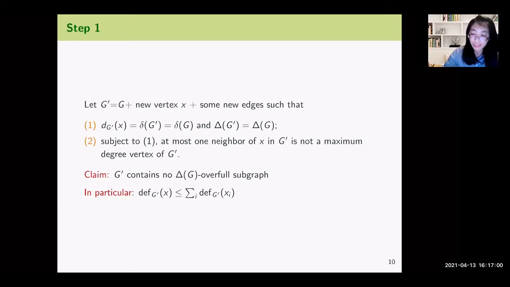And in particular, because it's not delta G overfull, the deficiency for X in G prime is at most the deficiency for other vertices in G prime. Again, you can just calculate this by using the fact that G prime contains no delta G overfull subgraph. Because otherwise, G prime minus X would be delta G overfull, but we assume that is not the case.